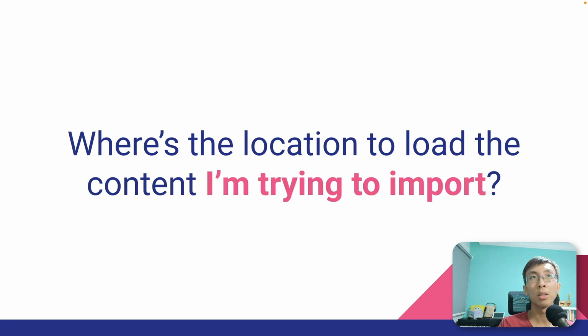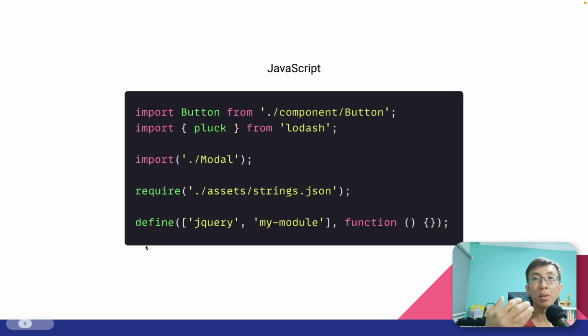The first part is what I'm trying to import. What does that mean? What I'm trying to import depends on what kind of modules I am having right now. In JavaScript, there are the import statements for ES modules, the require statement for CommonJS, or the define function for AMD. This signifies that it's trying to import something. Depending on what kind of module system there is, you have different ways of expressing it.